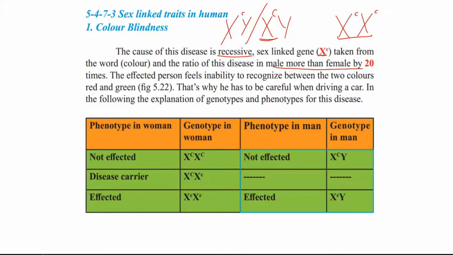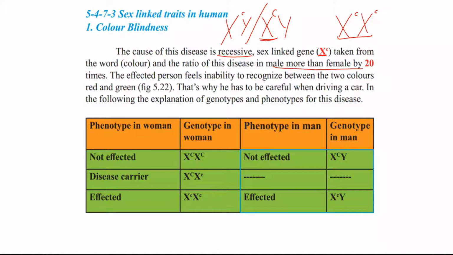The affected person feels inability to recognize between the colors red and green. That's why he has to be careful when driving a car at traffic lights. In the following, the explanation of genotypes and phenotypes for this disease. As you know, these are not Mendelian genetics, so we need to memorize these genotypes and phenotypes, because sometimes in the ministry exam, questions like fill in the blanks can ask about the genotype or phenotype of organisms for different traits.